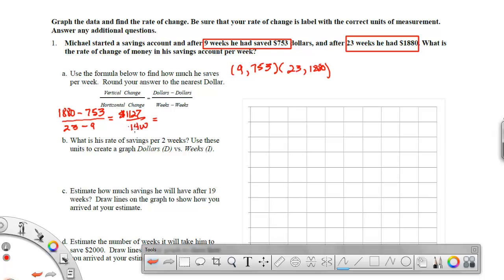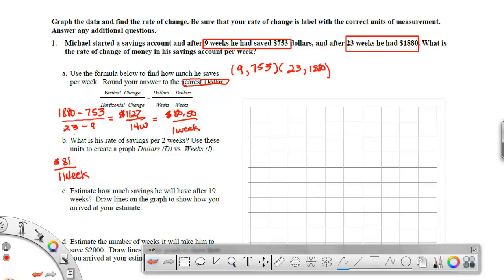And now we want to convert this to how much per week. So we divide the bottom by 14 and the top by 14. So 1,127 divided by 14 gives me $80.50 over 1 week. So that's how much he saves per week. And then it asks us right here, don't forget this, it has to be to the nearest dollar. So when I round that to the nearest dollar, I get $81 every 1 week.